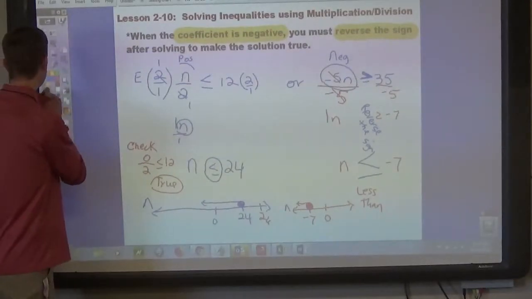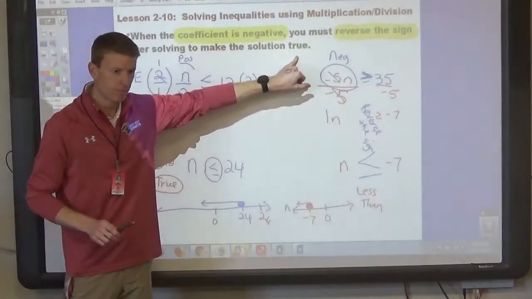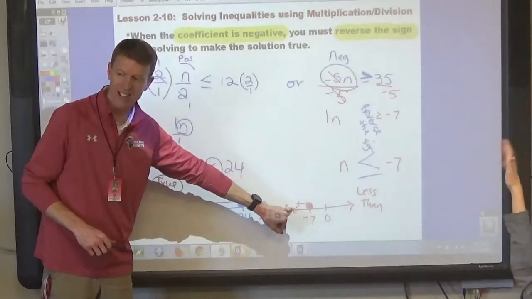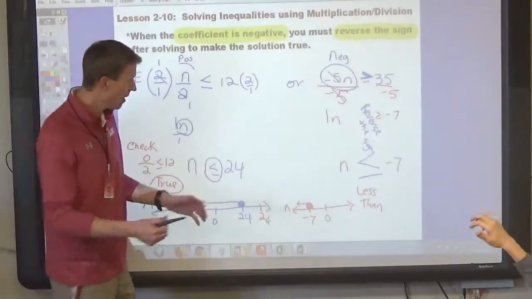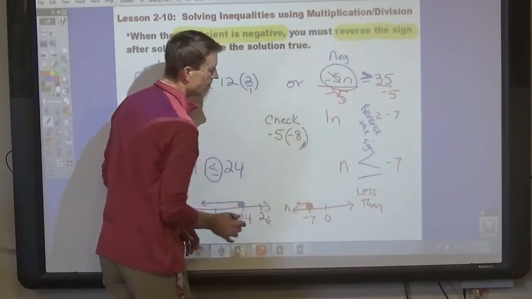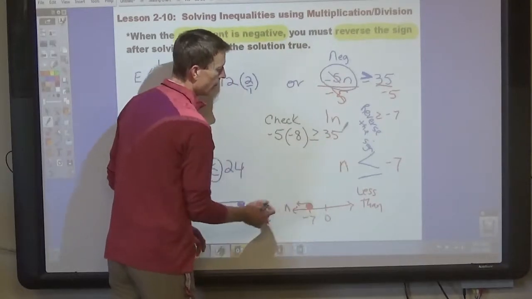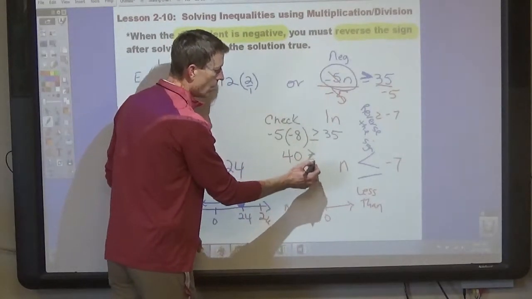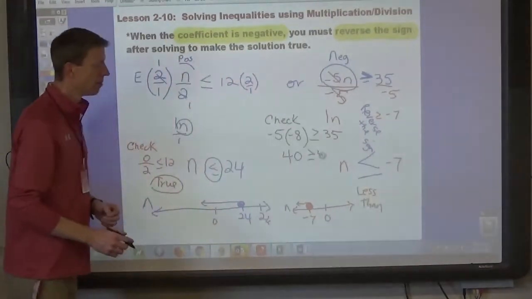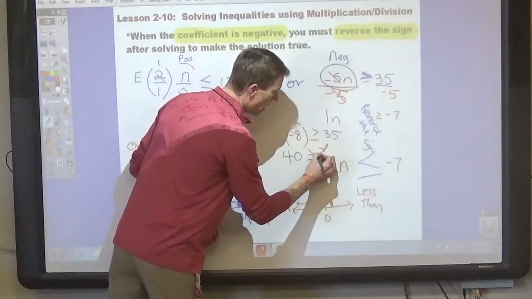Now, let's check this and see if it works, because I said you have to reverse the sign in order to make the solution true. So, pick a number that is to the left of -7, that is less than -7. Let's try -8. -5 times -8 is 40. Is that greater than or equal to 35? Well, it's greater, but it's not equal to. Is that statement true? Yes, it's only greater. Remember, when you check it with the original equation, that makes it true.